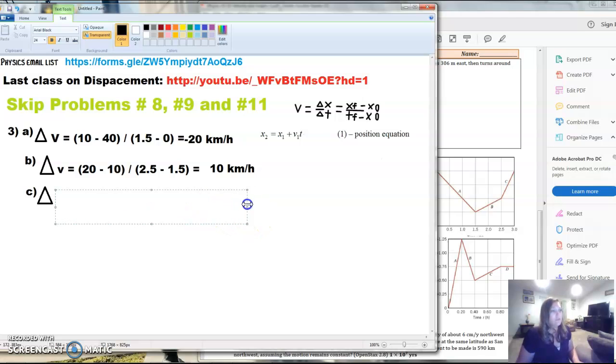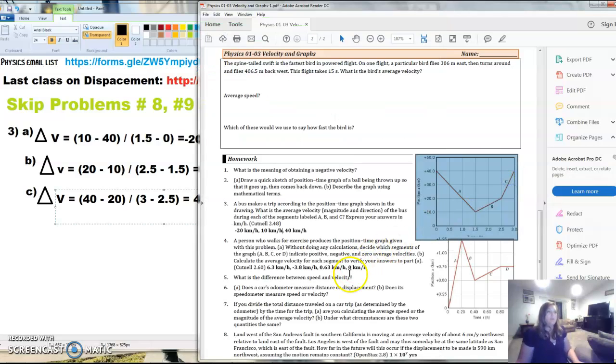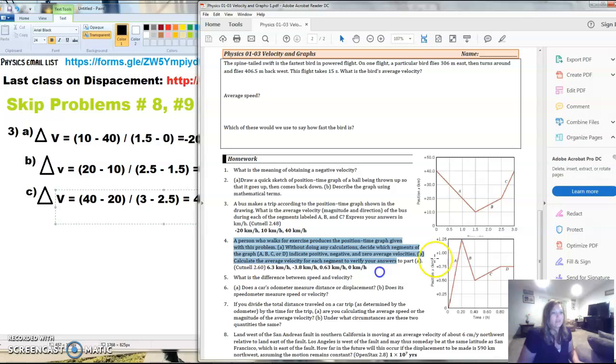Okay, so it should be pretty simple and pretty straightforward. Problem number 4 is doing the exact same thing, and you are using this chart right here to answer those. So just make sure that you are getting your data points off of the chart, and it will really, really help you. Number 5 is asking what is the difference between speed and velocity.